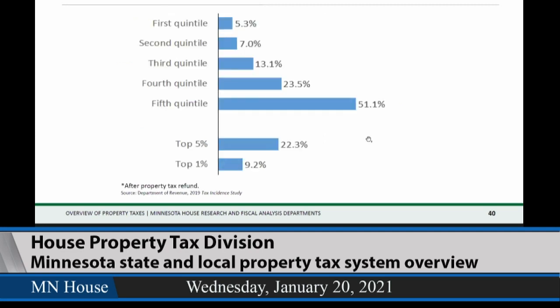Next slide, please. So the next chart shows how much of the total net property tax each quintile pays. Again, these are the same quintiles, the 20% of the people within each group. The highest earning quintile, the fifth quintile, pays just over 50% of all property taxes, and those tax percentages fall by quintile down to the first quintile, which pays just over 5% of the total property tax.